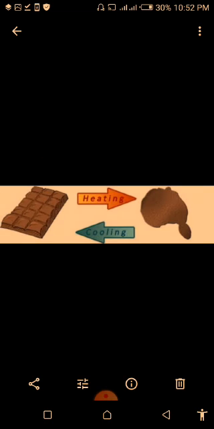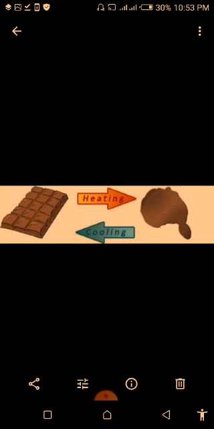In the first, you can see the ice, the solid state of matter, is turning into liquid. This is called melting. The second is when you cool the liquid chocolate, it turns into solid shape. This is called freezing. Or when you heat the solid chocolate, the properly shaped chocolate, it turns into liquid chocolate, and this is called melting.